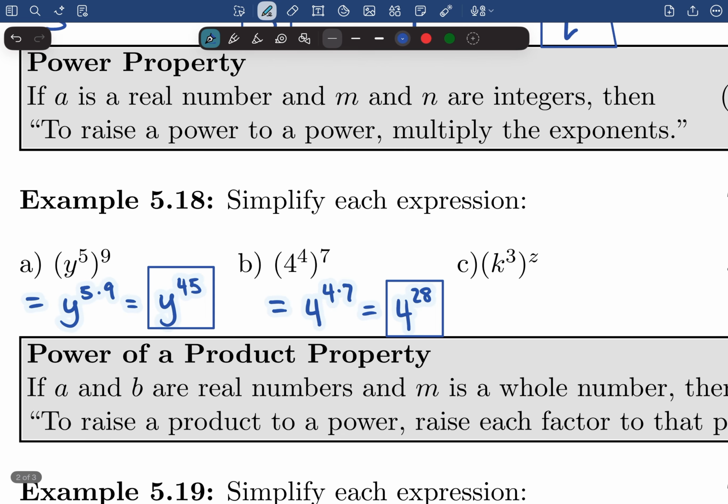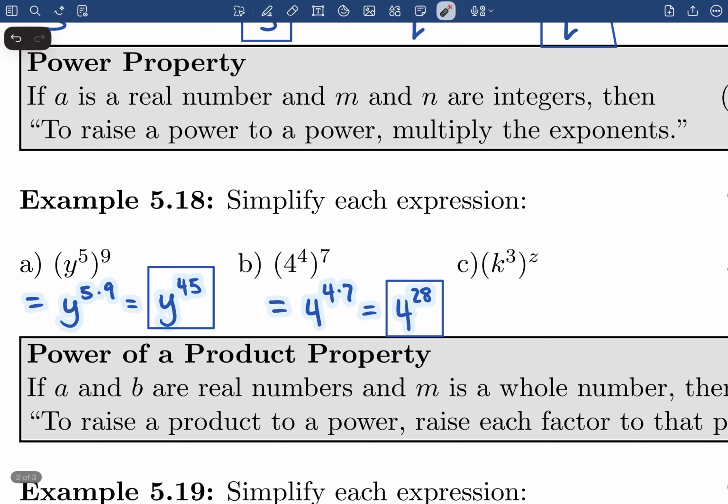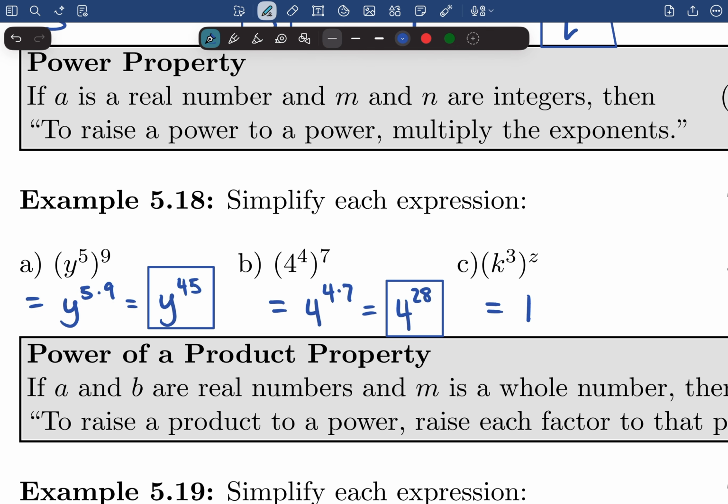When I see k cubed raised to the z, k is the base and it's cubed, and that's all raised to the z power. I can write that as k to the 3 times z power. We've got some variables here and things don't simplify any further. This is k raised to the 3 times z power.